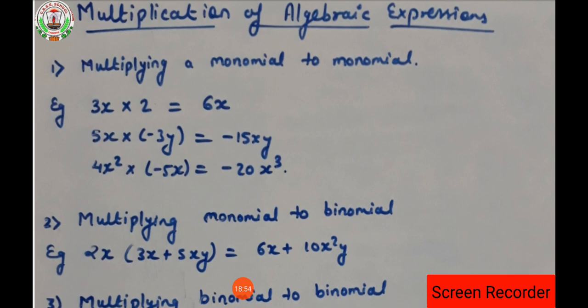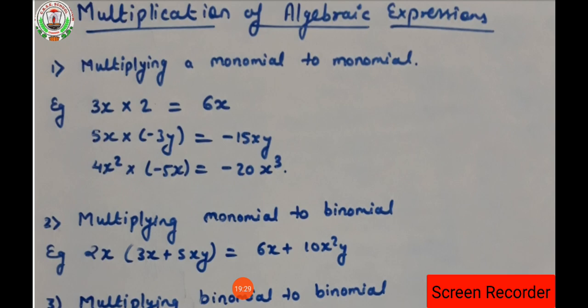Now 5x into minus 3y. Monomial means containing only one term, isn't it? So if we multiply a monomial with a monomial, we get a monomial answer only. So 5 into minus 3, 5 threes are 15, and minus will come in the answer as 3 has a negative sign. But x and y are different variables, so they will be multiplied and come in the answer. So the answer will be minus 15xy.